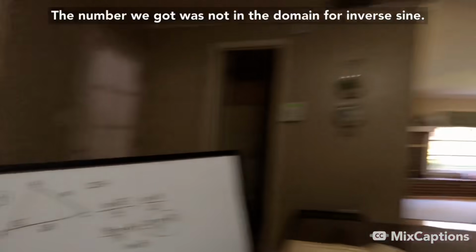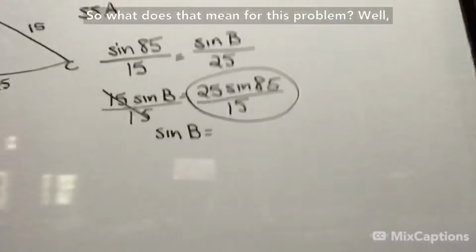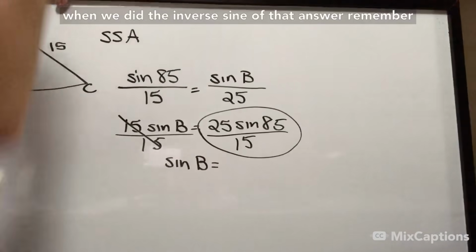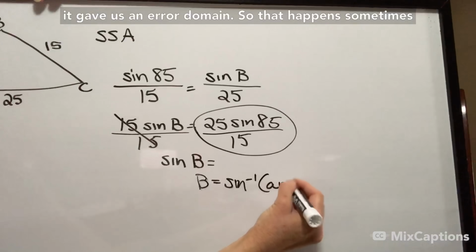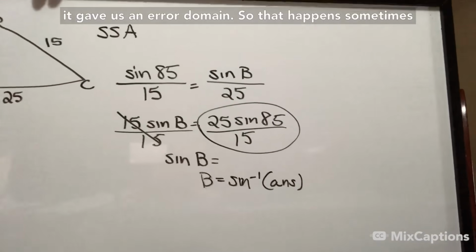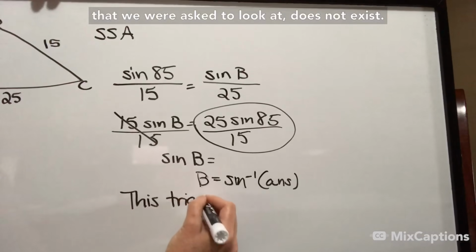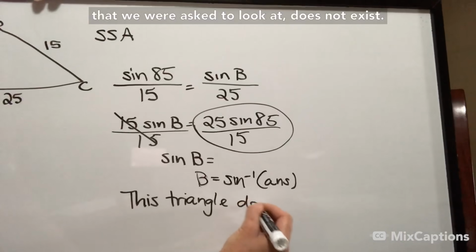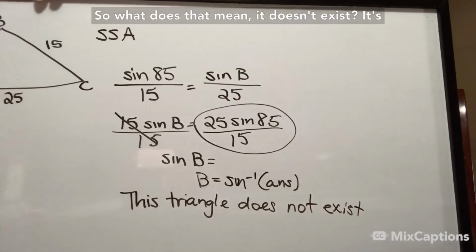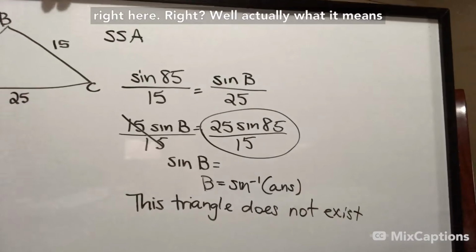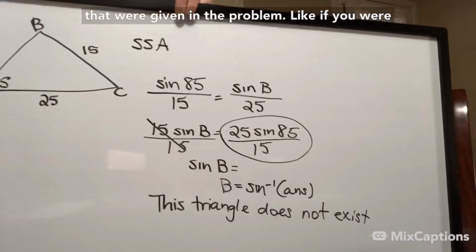The number we got was not in the domain for inverse sine. So what does that mean for this problem? Well, when we did the inverse sine of that answer, remember it gave us an error domain. So that happens sometimes, and when it does, it means that this triangle that we were asked to look at does not exist. So what does that mean? It doesn't exist. It's right here, right? Well, actually, what it means is that it could not possibly match the measurements that were given in the problem.